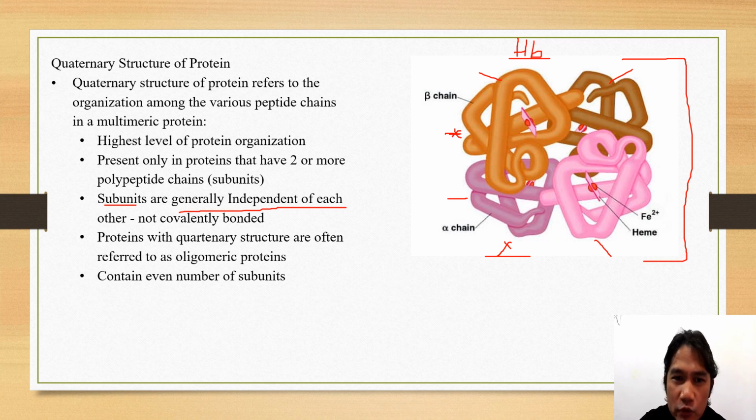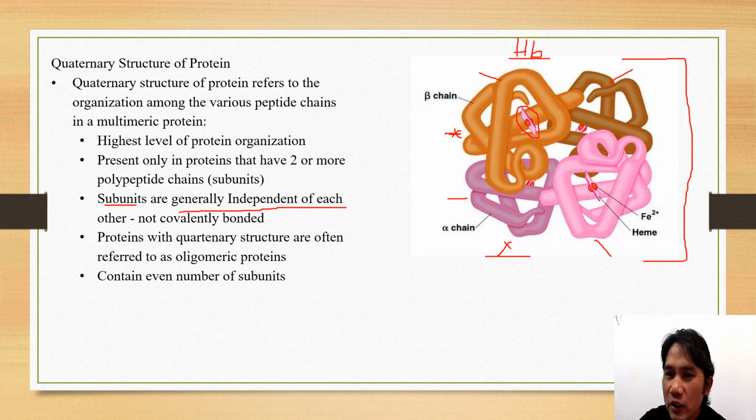Proteins with quaternary structure are often referred to as oligomeric protein, or multimeric protein. They contain an even number of subunits. Hemoglobin, as I said, has four polypeptide chains, and for your information, this tiny material here is the prosthetic group.